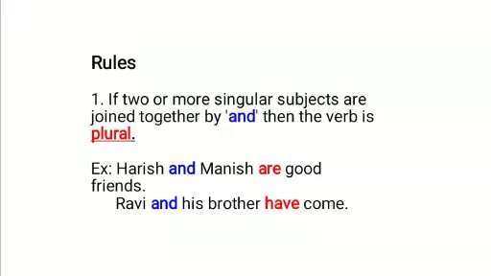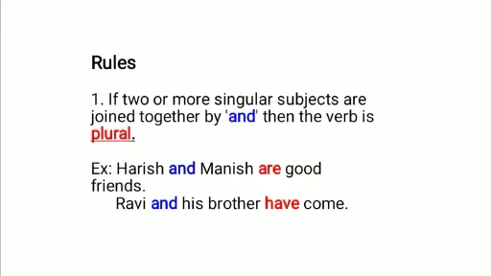Let me give you some examples. Harish and Manish are good friends. Harish, singular subject, and Manish, singular subject, joined together by and, they become plural, so we use are, a plural verb. Ravi and his brother have come. So have is a plural verb because Ravi and his brother are two singular subjects joined together to make a plural subject.